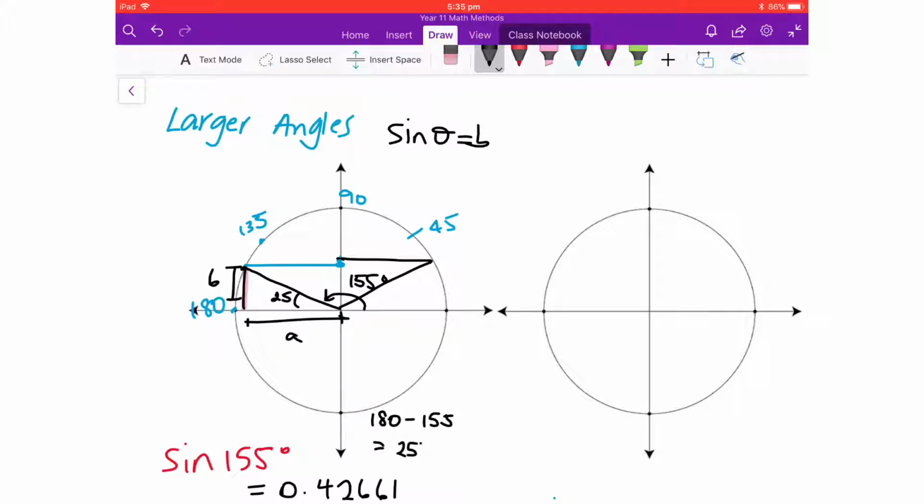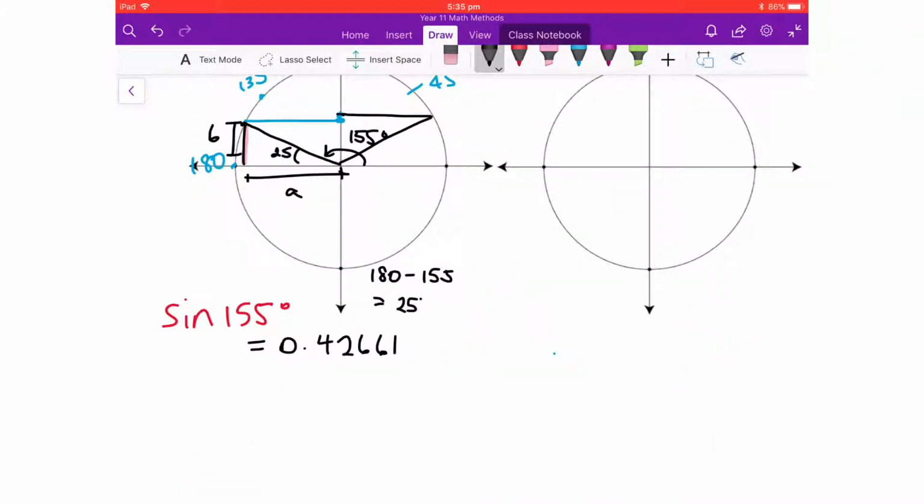It is because of this lovely little thing where I'm going to write it down to make it official. Let's write it in red because red's official. Sine A, where A is an obtuse angle. Obtuse meaning bigger than 90. So big.